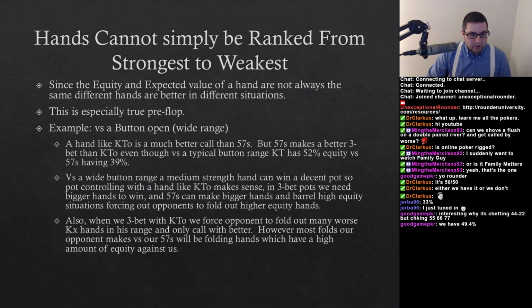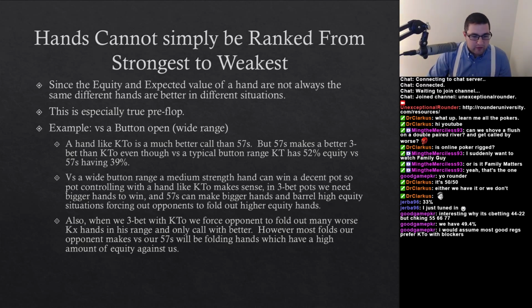Whereas when we 3-bet with King 10, we're forcing our opponent to fold out many worse King X hands in his range and only call with better. So that means that when we get into a big pot with King 10, we're usually not going to be beat. We're not going to be able to get as much money, and we're not going to be getting hands with more equity than ours to fold as we can with 5-7.